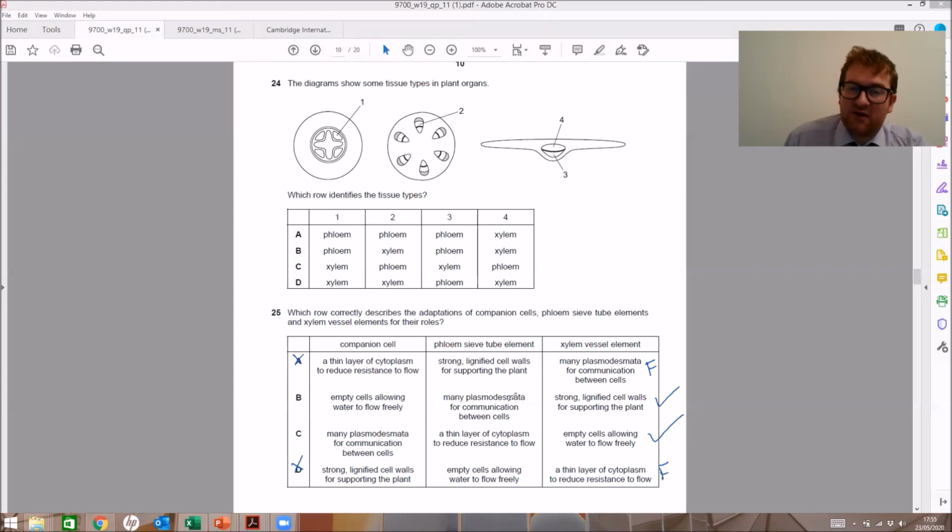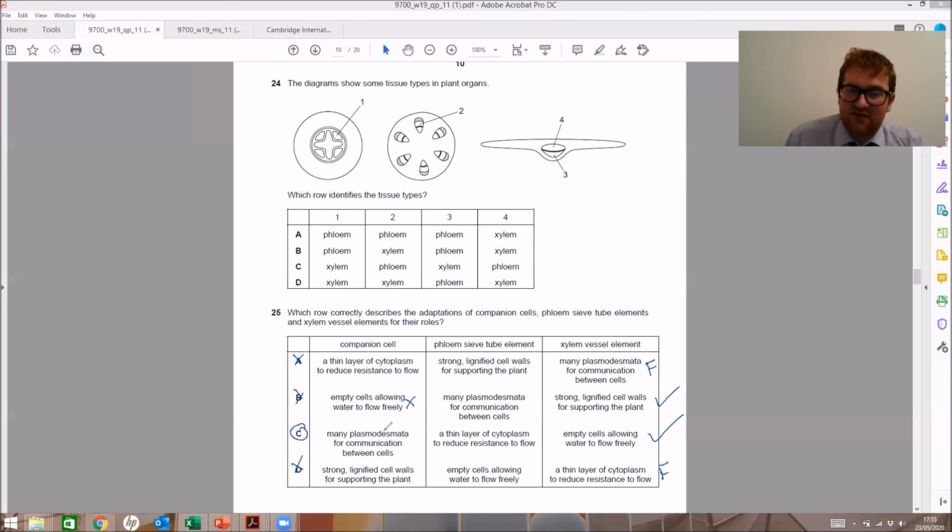Plasmodesmata for communication between cells. Okay, maybe a thin layer of cytoplasm to resist flow. Well, again, possible. Okay, so let's look at option of the companion cell. Empty cells allowing water to move freely. Well, the companion cell function is not to move water about the place. Okay, so they still contain their cytoplasm and other parts as well. So that is a false statement. Okay, and as a result, you can eliminate option B, leaving option C as the correct answer.